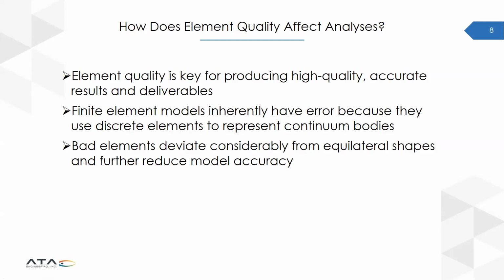So what's the motivation behind looking at element quality? Well, element quality is very important for producing high quality, accurate stress results and deliverables. But finite element models inherently have error because they're already using discrete finite elements to represent continuous real life bodies. And if an element is of poor quality, these deviate considerably from equilateral shapes like perfect squares and perfect triangles. And this can further reduce model accuracy.